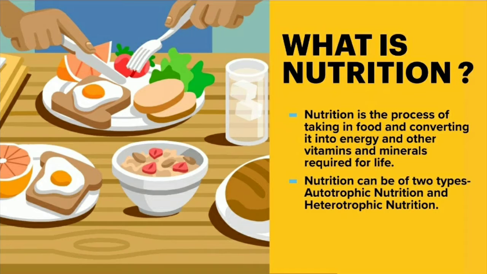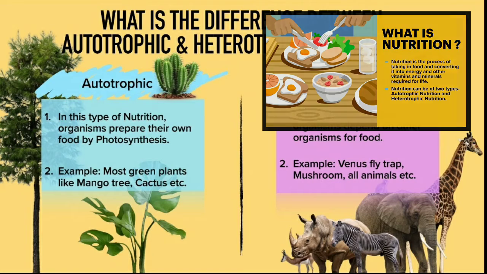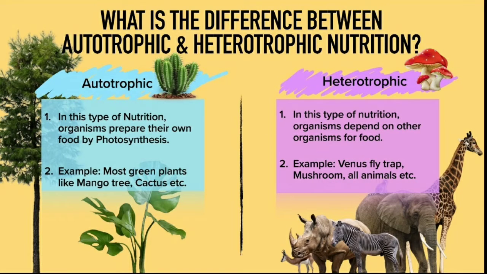Children, why is there need for nutrition? Yes, we need nutrition to supply the energy required for doing work, for growth and development of the body, to replace the damaged cells and repair tissues, and also to fight against diseases. Understood, children? Now let us first study what is the difference between autotrophic and heterotrophic nutrition.